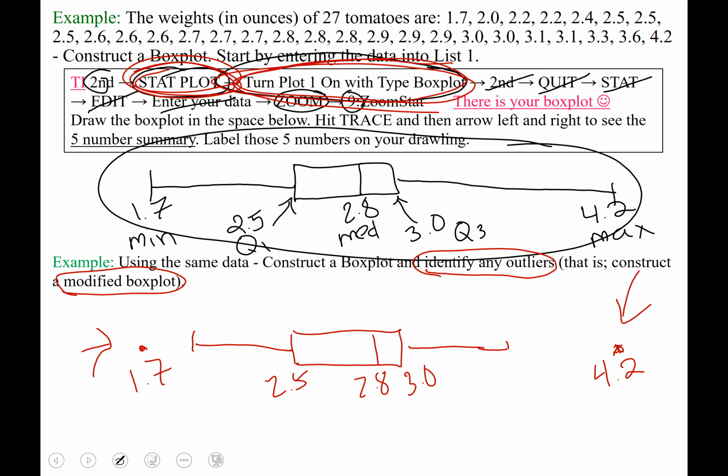So regular box plot up here, modified box plot down here. Same exact data. Notice that they look very similar. It's just that the modified one highlights the outliers for us as dots.